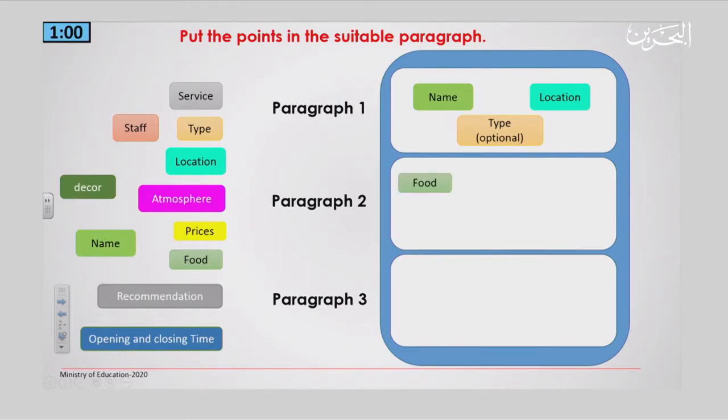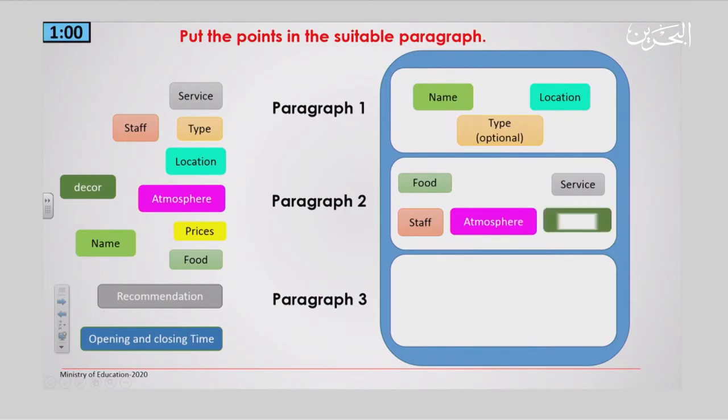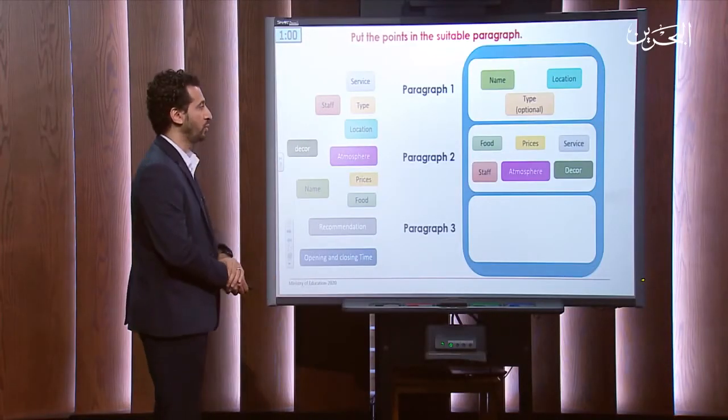Now, what about paragraph 2? Food, staff, service. So all of these things are related to paragraph number 2. Now, we can also add atmosphere in the same paragraph, and decor, prices. All of these things are related or can be written in the second paragraph of the restaurant review.